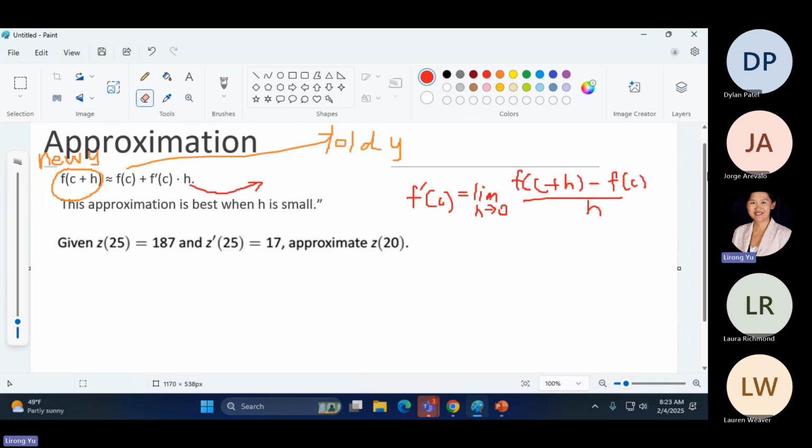Right, so that gives us this idea: what if we multiply by the h? Right now it's in division format. You can multiply both sides of the equation by the h. That is, you forget about the limit notation, remove the limit notation, multiply both sides by h, and you have f of c plus h minus f of c is f prime c times h. Therefore, if you add f of c, you have f of c plus h.